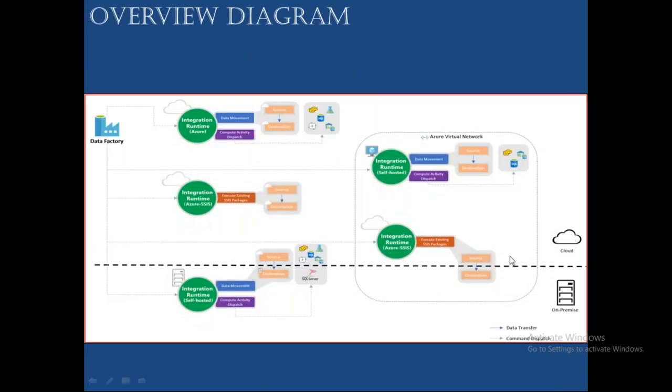Overview diagram. As you know, whenever you are moving data, it can be a table from a database or it can be a file system to the database. Whenever you're moving something from on-premise to cloud, what type of IR do we need to use? Self-hosted IR. Even when you are moving some files from inside a virtual machine in your virtual network to the cloud, you need to use a self-hosted IR.